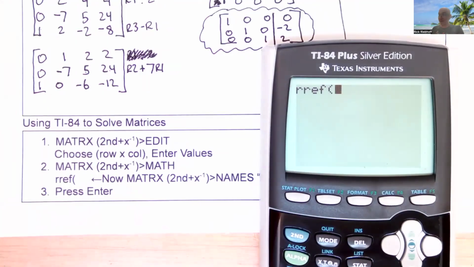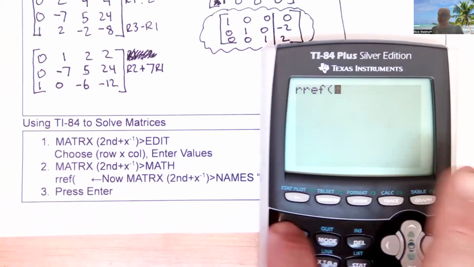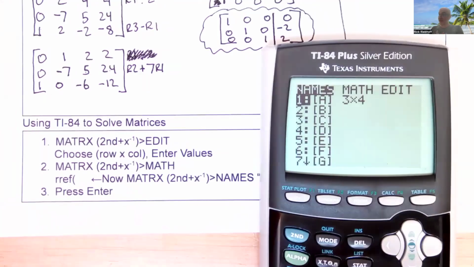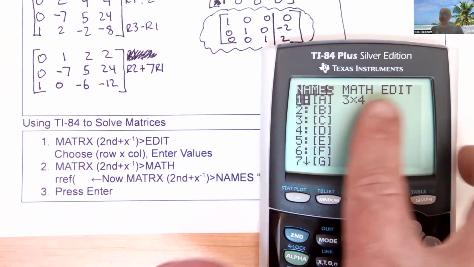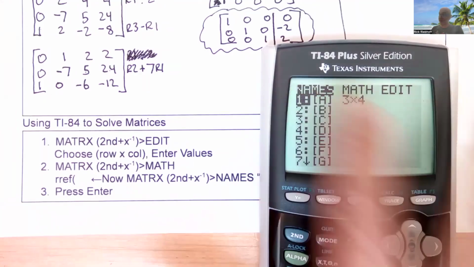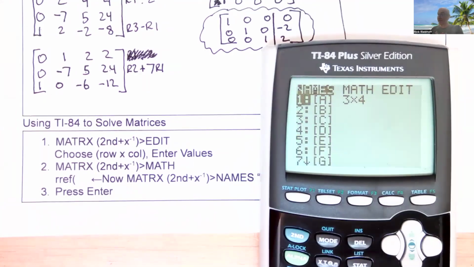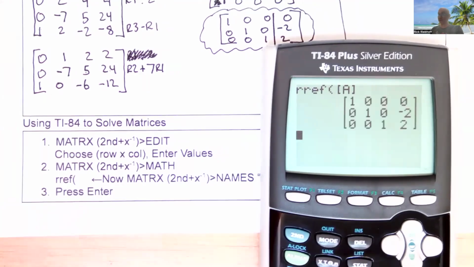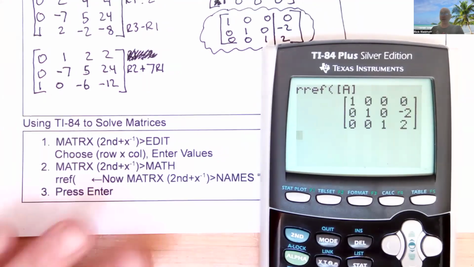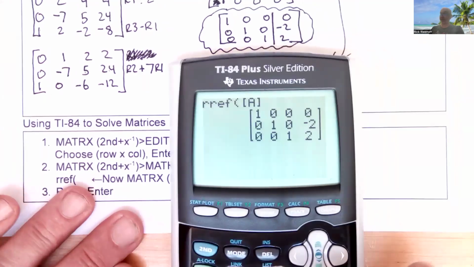Okay. So now I'm going to go to matrix again, second matrix. And this time I'm just going to go to names. So notice we went edit first, then we went to math. Now we're going to names. We're working from right to left. Okay, so we're going to press enter. It's going to say ref A. We press enter and watch the magic. Boom. How does that look, people? Let's compare.